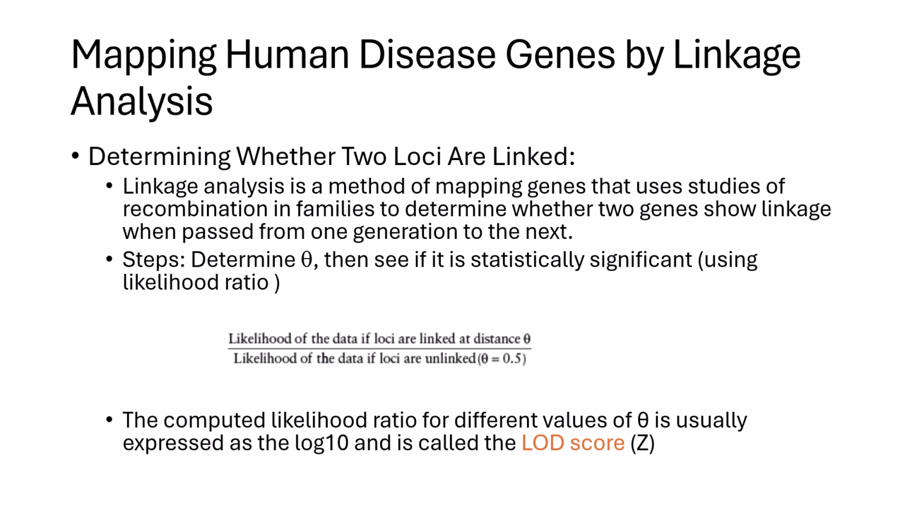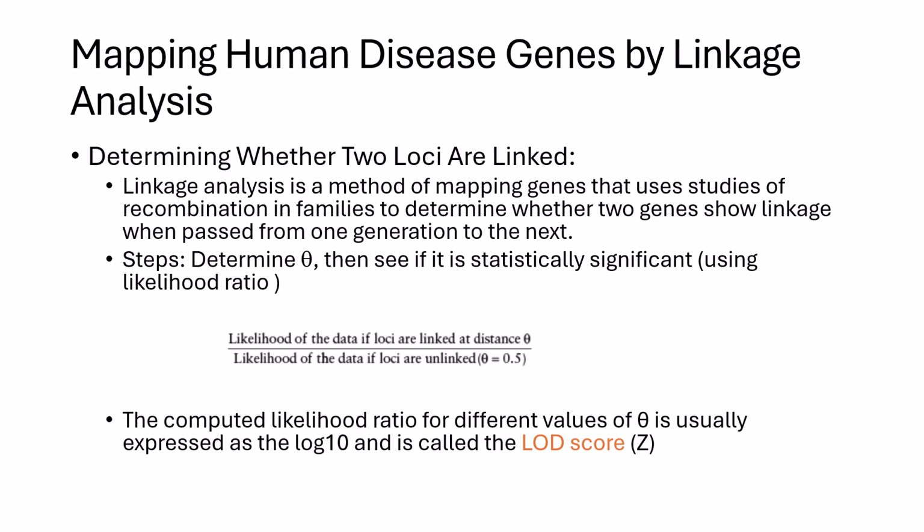Mapping human disease genes by linkage analysis. How do we determine whether two loci are linked? Linkage analysis is a method of mapping genes that uses studies of recombination in families to determine whether two genes show linkage when passed on from one generation to the next.